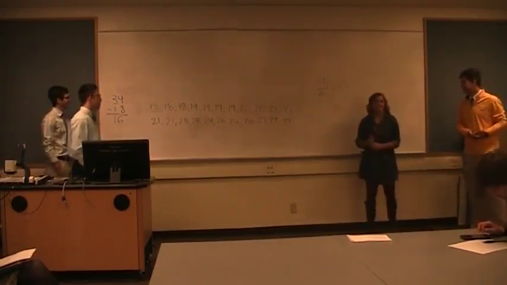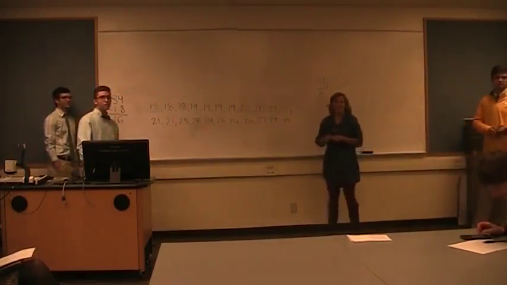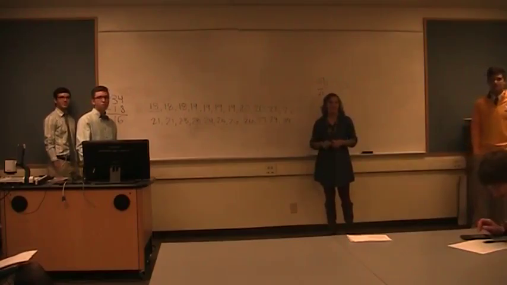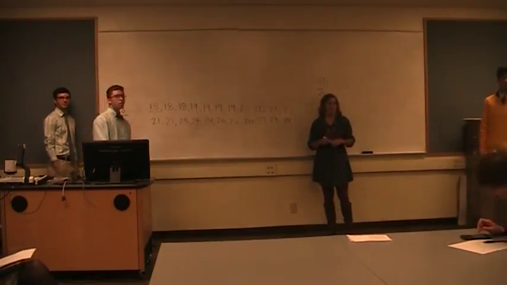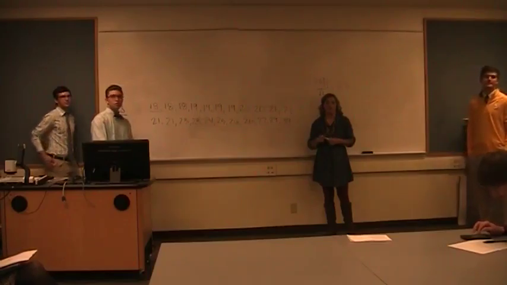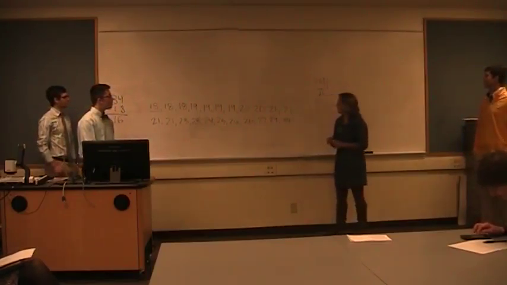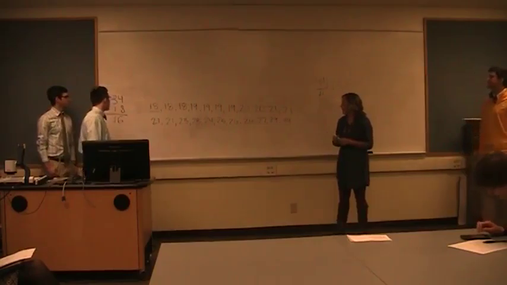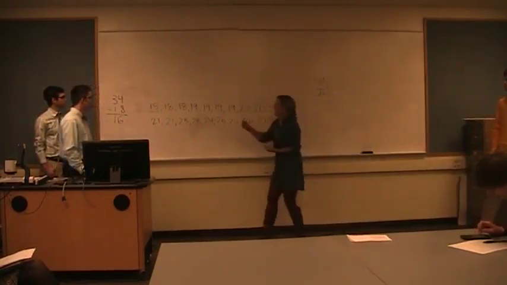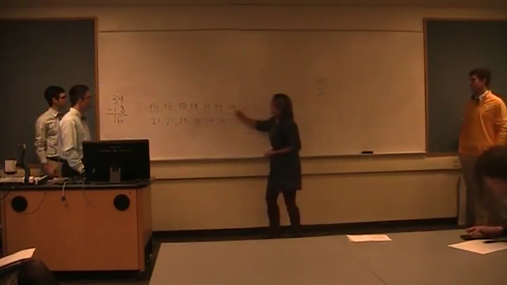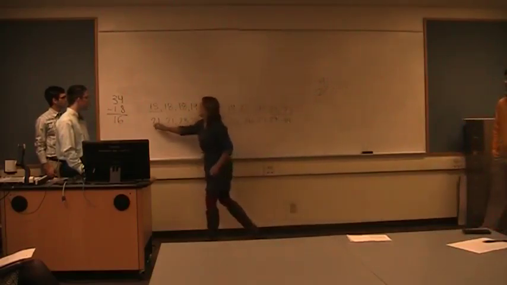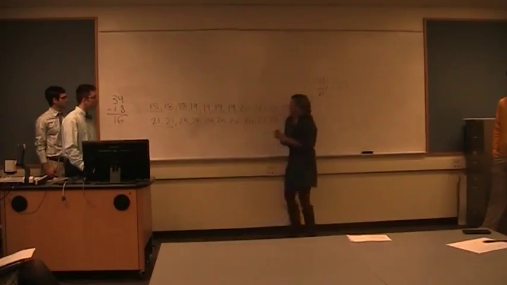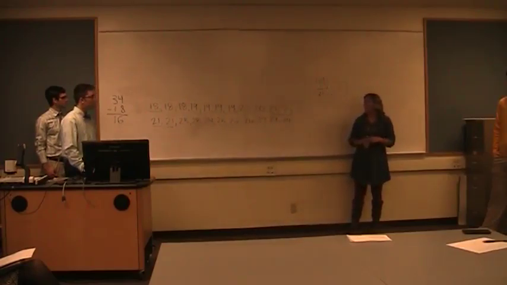So what is mode? Someone tell me what mode is. Just in general. How do we find it? Most frequency. Okay, anything else? Right, this is the most often data. So when we look at our data set, we can see that we have four 19s and four 21s. So that means our mode is going to be 19 and 21 because they occur the same amount of times.